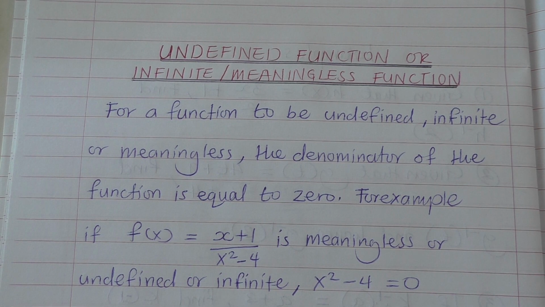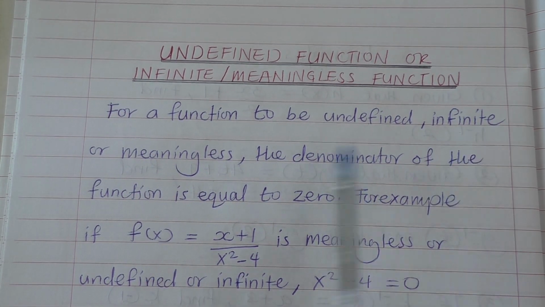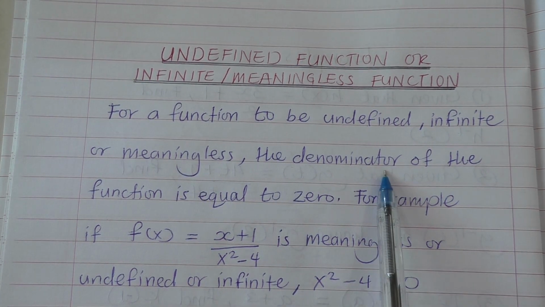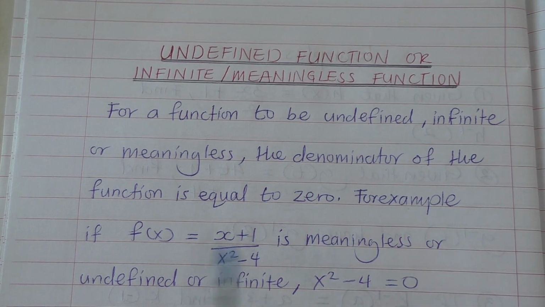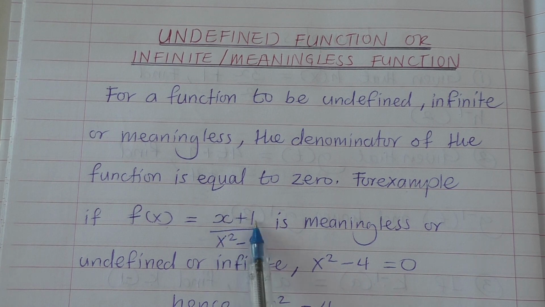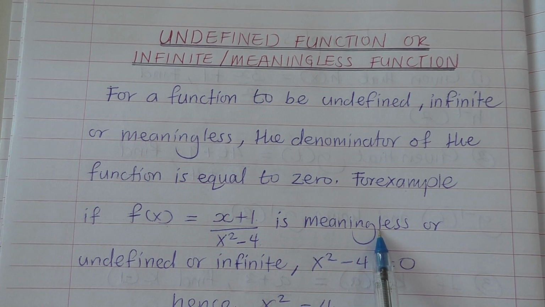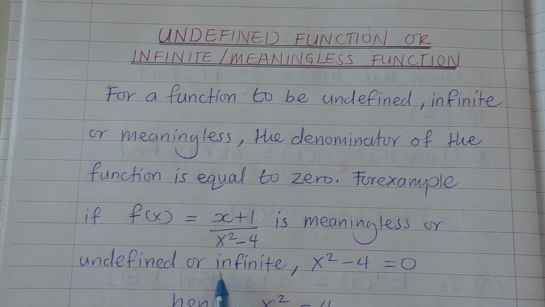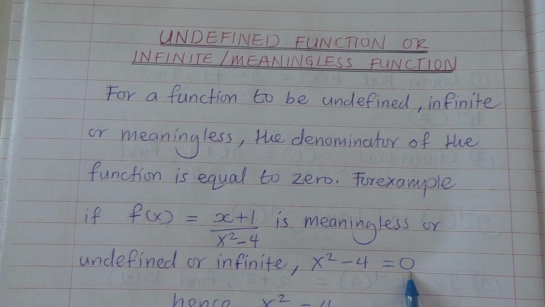In today's lesson, we are looking at undefined function, or infinite or meaningless function. For a function to be undefined or infinite or meaningless, the denominator of such a function must be equal to 0. For instance, if f of x, which is x plus 1 over x squared minus 4, is said to be meaningless or undefined or infinite, then its denominator, which is x squared minus 4, must be equal to 0.